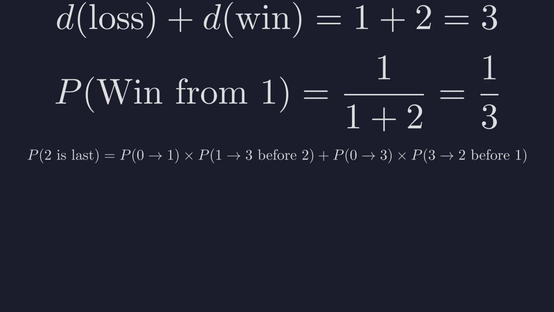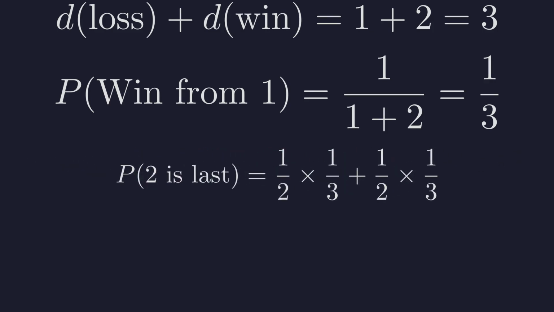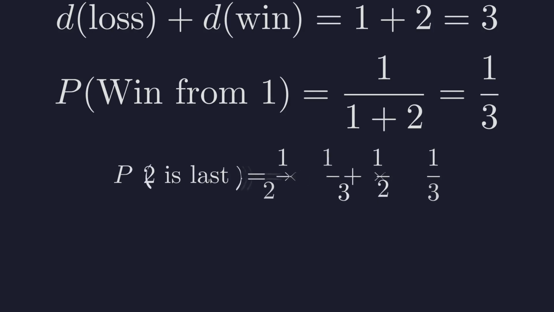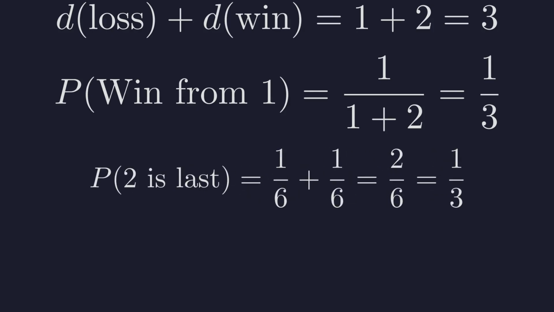So we need to account for both paths. The probability that 2 is last equals the sum of two scenarios. Each path starts with a coin flip: either go to 1 or go to 3. Each has probability 1/2. Substituting our values: 1/2 times 1/3 plus 1/2 times 1/3. 1/6 plus 1/6 equals 2/6, which simplifies to 1/3. So the probability that the opposite point is last is 1/3. But what about the point right next door?